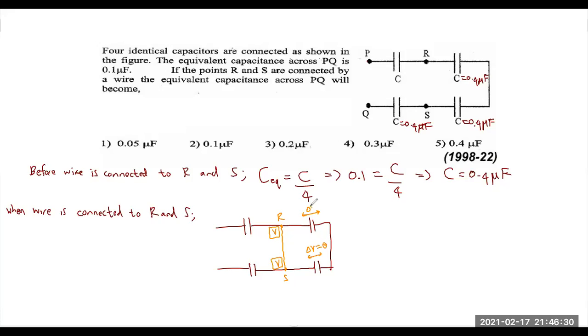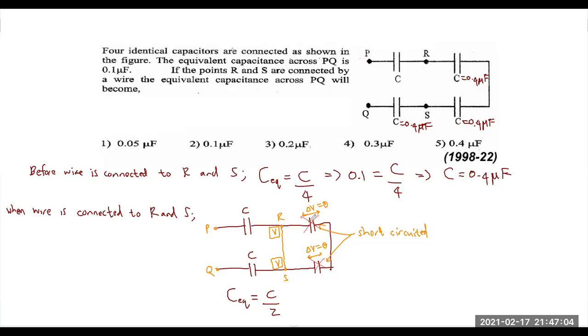Voltage will be 0. Because they are what? These two capacitors are short circuited. And remember, P and Q are here. So we are supposed to find the equivalent capacitance across P and Q, right? So this time C equivalent will be given by C by 2, because we are going to disregard this capacitor and this capacitor because they are short circuited.